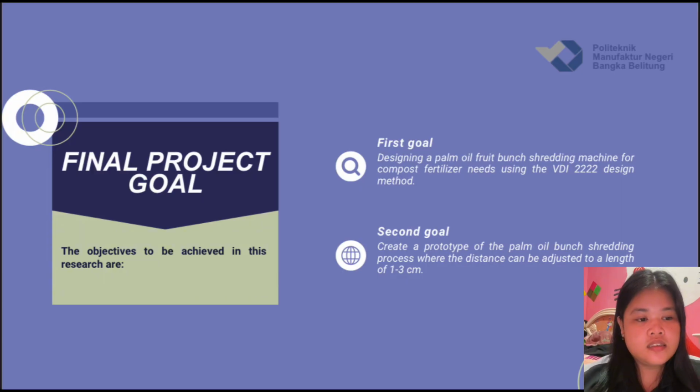Next slide. There is the final project goal. Here I have two goals, which are the answers to the problem formulation. First goal, designing an oil palm fruit bunch shredding machine for compost fertilizer needs using the VDI 2222 design method. Second goal, create a prototype of the palm oil bunch shredding process where the distance can be adjusted to a length of 1 through 3 cm.